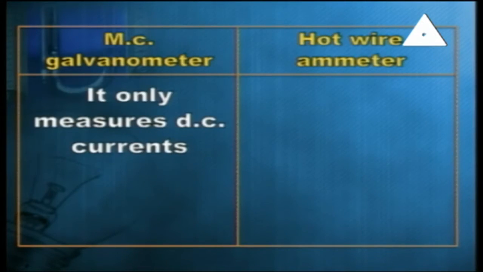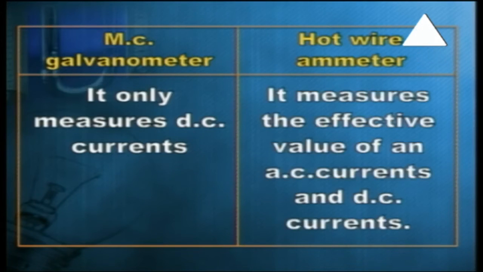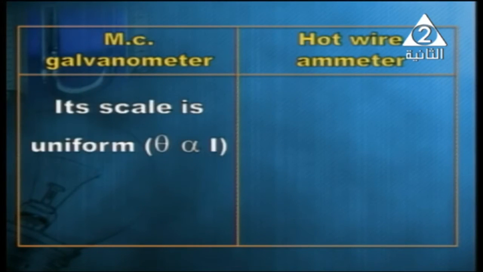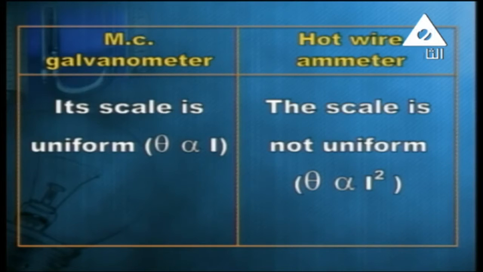Moving coil galvanometer measures only DC currents. Hot wire emitter measures the effective value of AC current, and it also measures DC currents. The scale of the moving coil is uniform: angle of deflection theta is proportional to the current itself. But the scale of the hot wire is not uniform: theta is proportional to I squared.